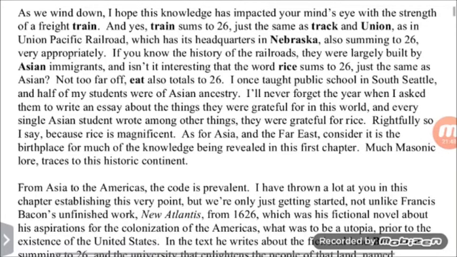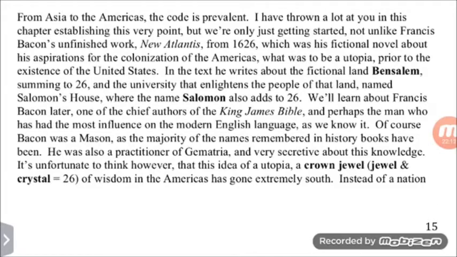As for Asia and the Far East, consider it is the birthplace for much of the knowledge being revealed in this first chapter. Much Masonic lore traces to this historic continent. From Asia to the Americas, the code is prevalent. I have thrown a lot at you in this chapter, establishing this very point, but we're only just getting started.